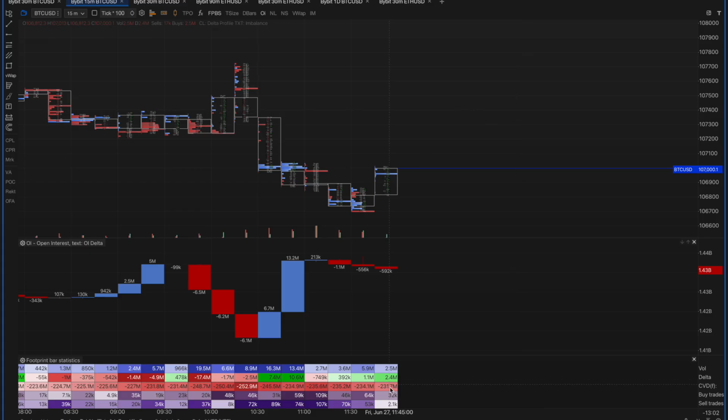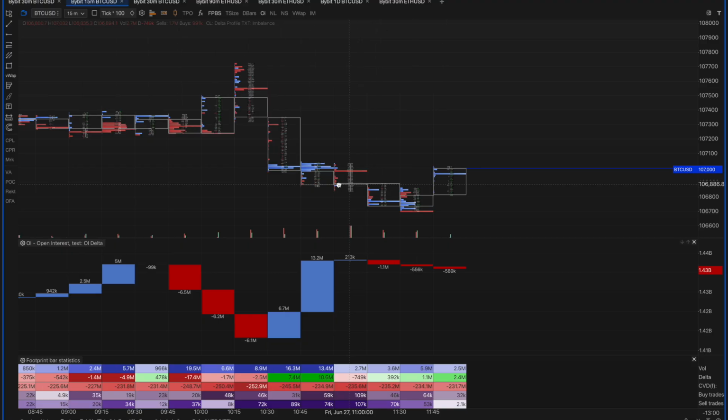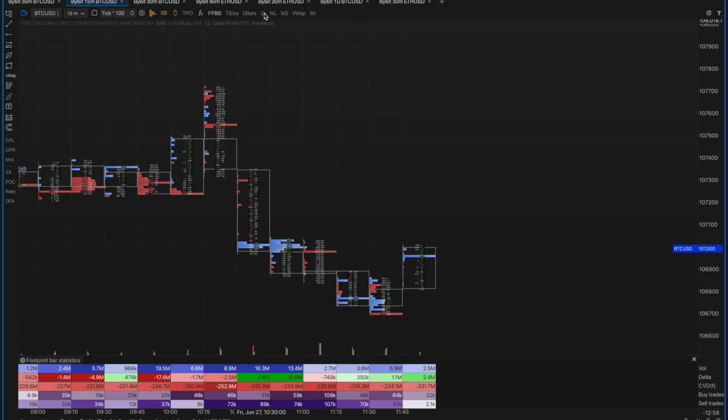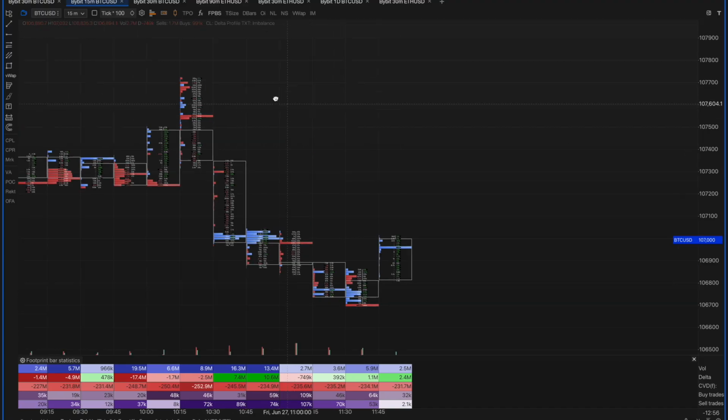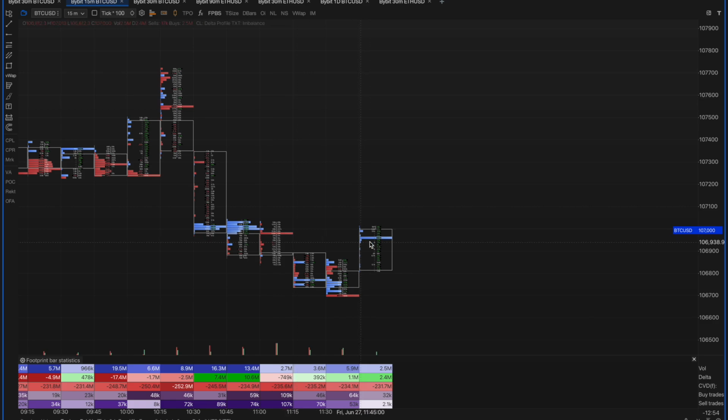If I look at the chart right now, what you will be able to see is we have a CVD divergence on the chart. What that basically means is that at the current price that we have right now, there are more buy orders coming in than we had here. So the amount of market buy orders at the current price is more than the one right here. And how do I know this? Well, I look at the CVD.